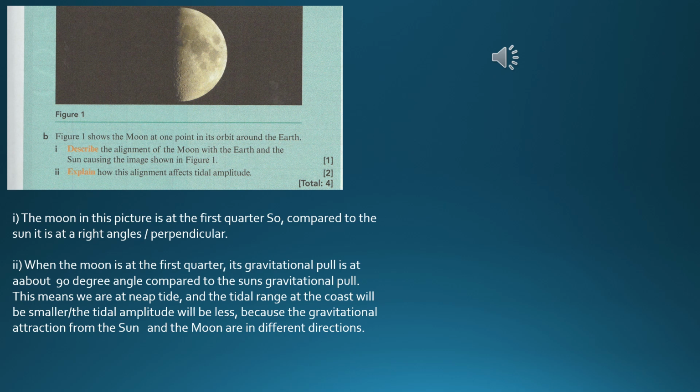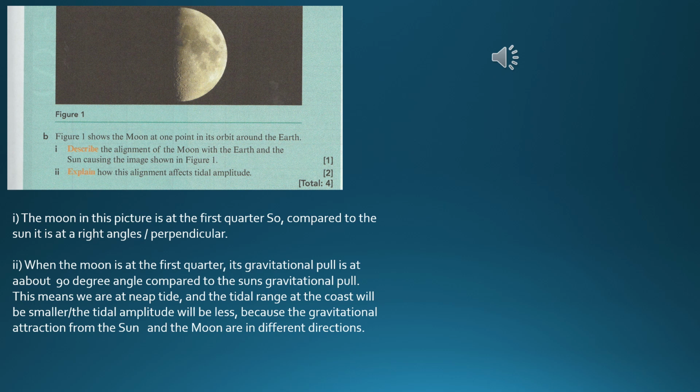Now the next question here is a good question. It also shows why it is important not just to read the text in your book, but also look at the figures, because this question goes into figure 1.25 on page 72 of your textbook. If you find this question hard, try opening your textbook at page 72, because the first picture shows the moon in the first quarter. So compared to the sun, it is at a right angle.